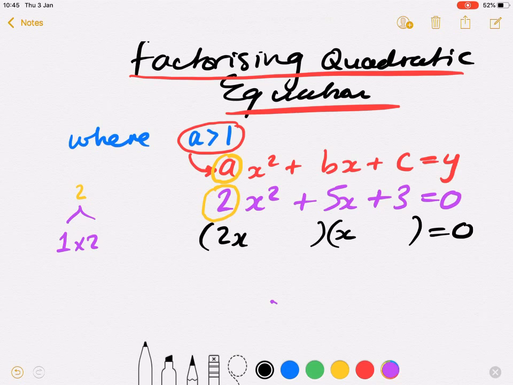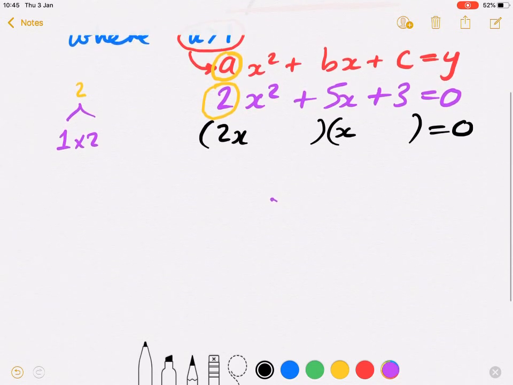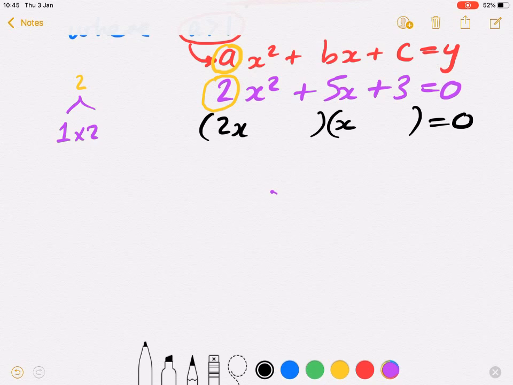Okay, let's move up a bit the page. Now, the method for this is similar to what we do for normal quadratic equations, where this a value here, there's no number there at all, basically is 1. The method is the same but slightly different. Let's see what that difference is. We're still looking for two numbers that when you multiply them together will give us the 3. So it's 1 and 3.